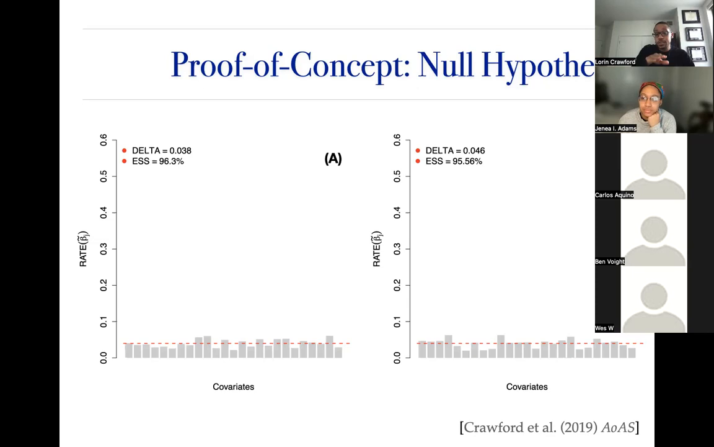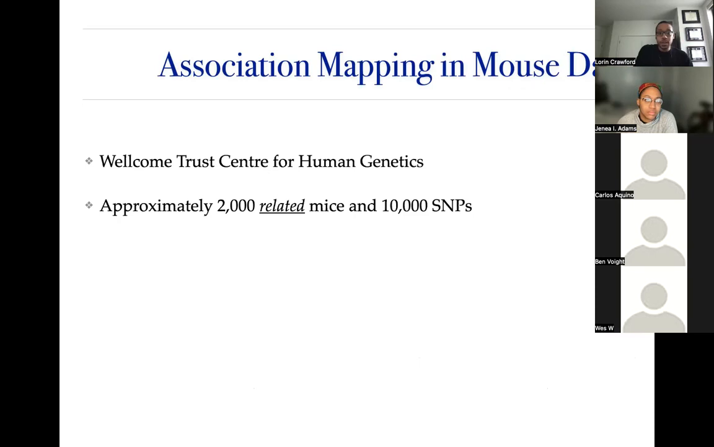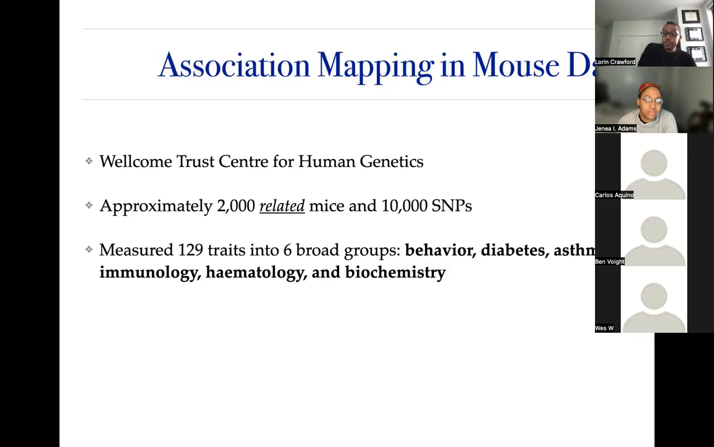Now, this variable selection metric is not perfect, and I want to get to that as well. But before I do, let me show you how this works in real data. Then I'll talk about the pros and cons of this particular approach. Okay. So let's go back to our mouse data set, again from the Wellcome Trust Center for Human Genetics. Same setup. Out of these 129 different traits, though, I'm just going to study HDL for demonstration.